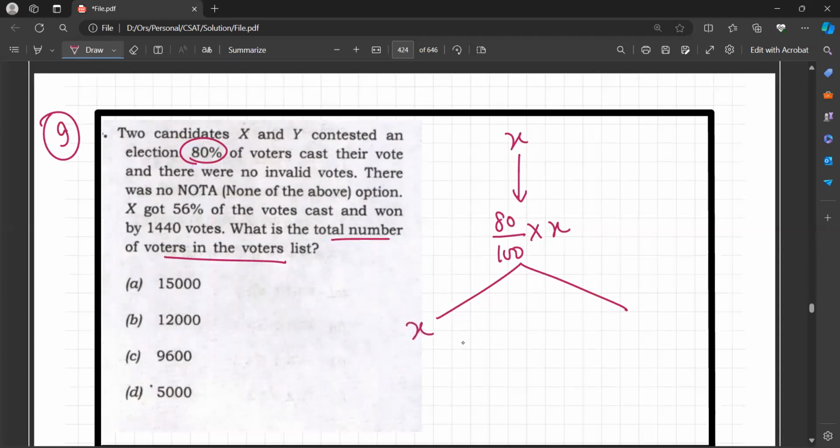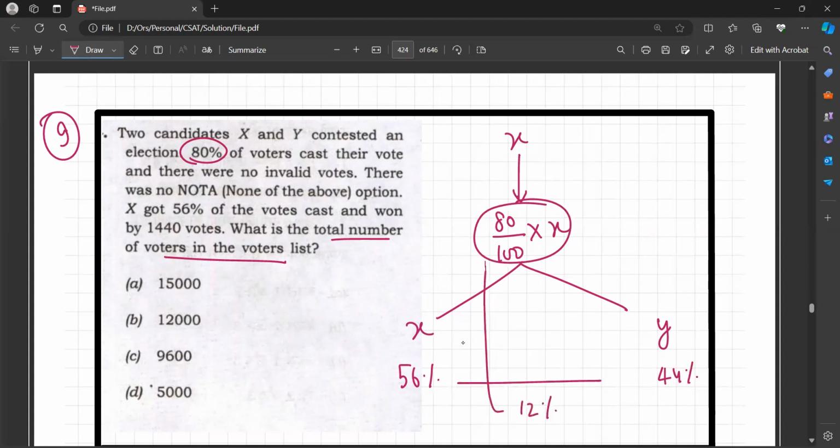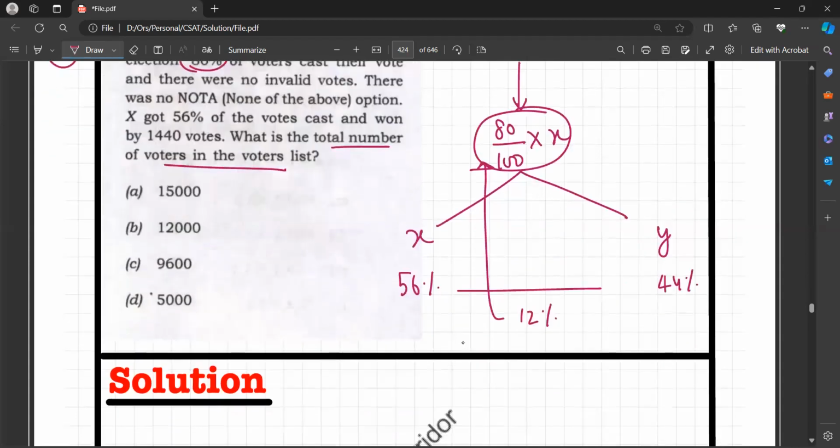So X एक candidate है, Y एक candidate है. X got 56% of the vote. Of what? Of this amount, 80 by 100 of X? So Y will get 44%. Now the difference here is 12%. 12% difference of what? This amount. That is equal to 1440. So that means 12 by 100 of this amount, that is 80 by 100 into X equals आपका 1440.